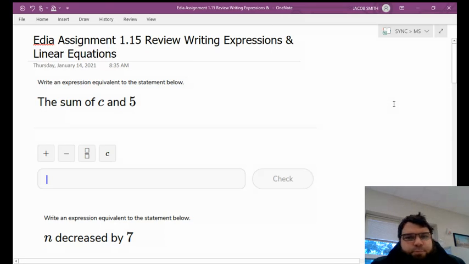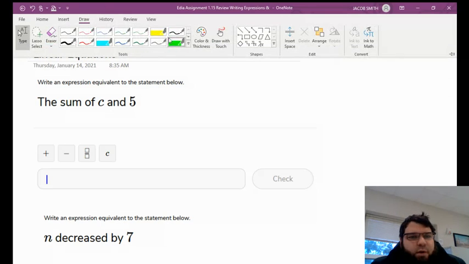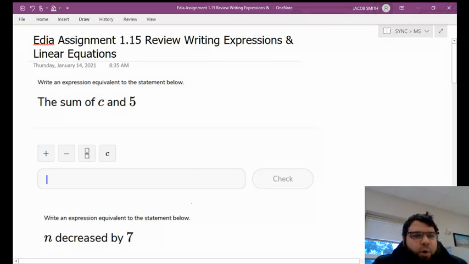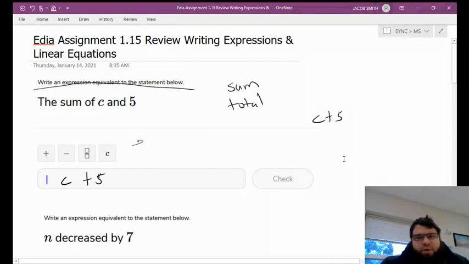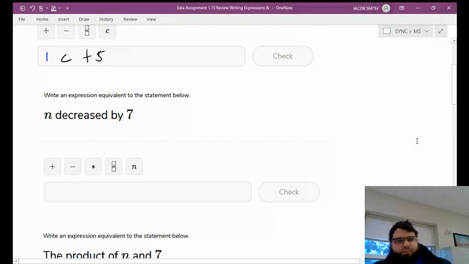Okay. So first one we have here is write an expression equivalent to the statement below. So the statement is the sum of C and 5. So remember when we say sum, or we have total, those are talking about adding. So we're going to have C plus 5. So that's what you're going to type right here, C plus 5. You should have different numbers when you go to do this, but there'll be similar problems.